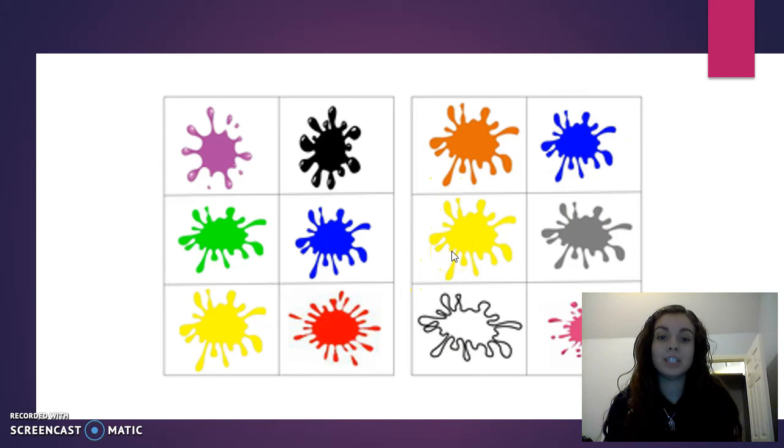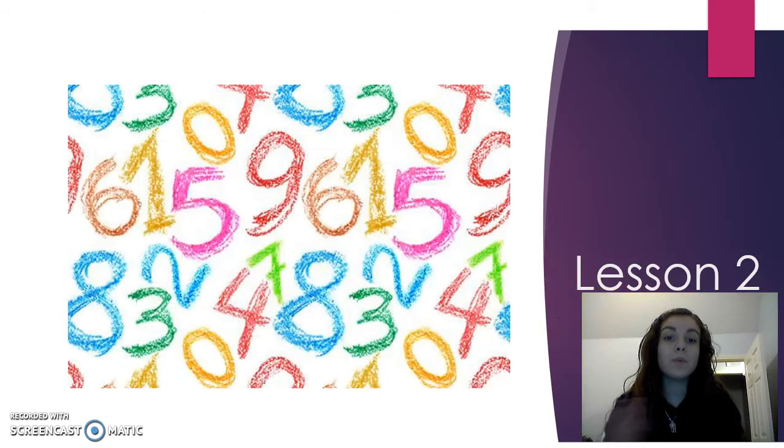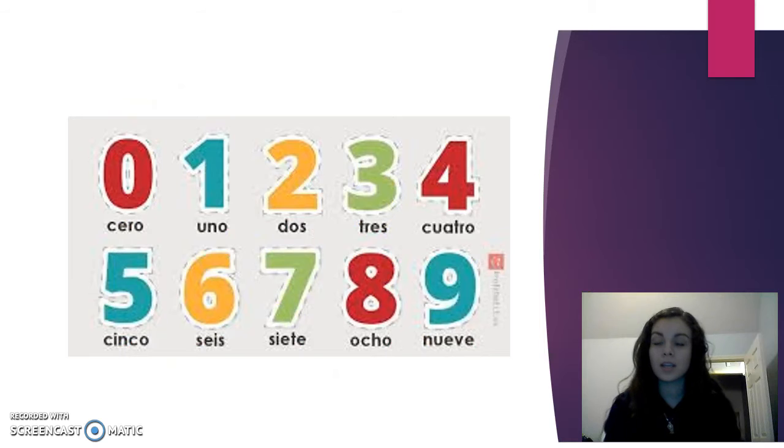Amarillo es yellow. Blanco es white. Gris es gray. Rosa es pink. Alright, and now let's move on to the lesson 2. The lesson 2 is the numbers.